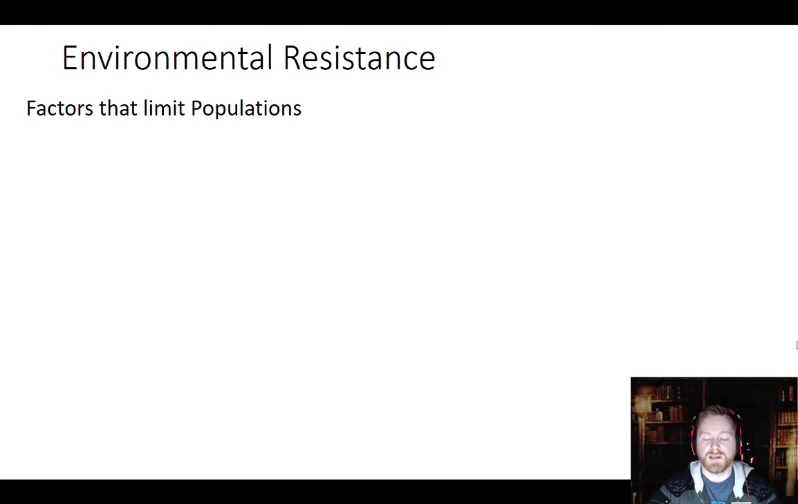Okay, so continuing on with looking at populations, let's take a moment and talk about some different types of environmental resistance that can come through. And I don't mean specific types. Let's just talk about some overarching different types of resistance that can come through.